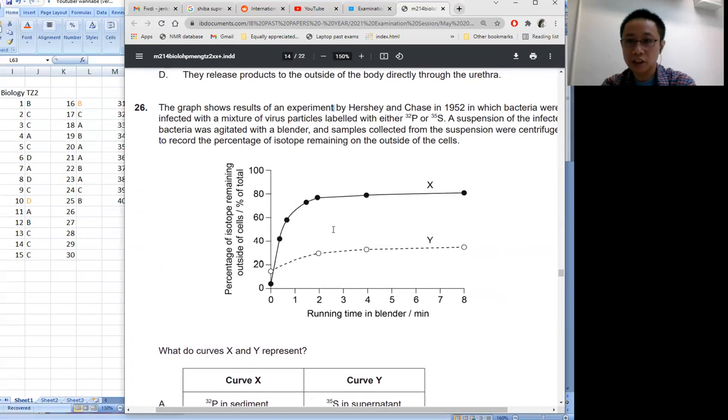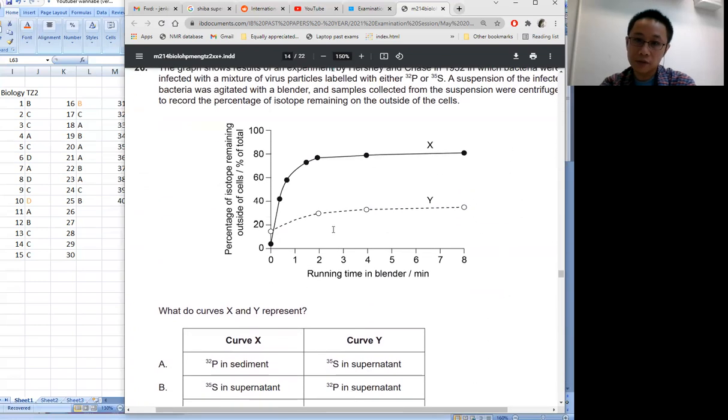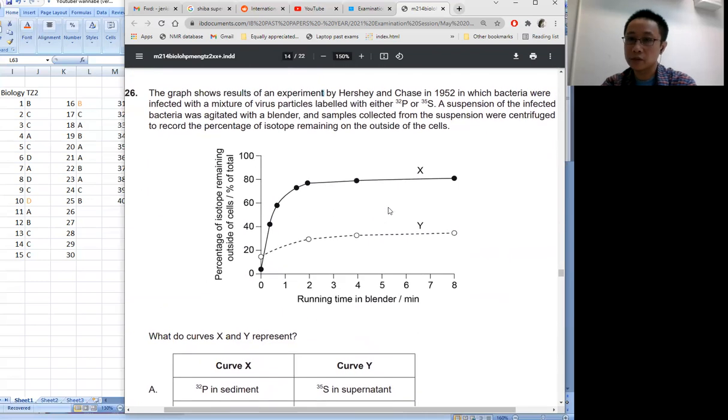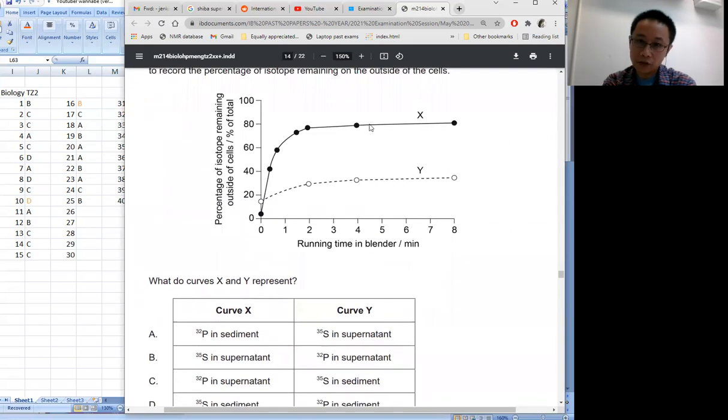26, okay, Hershey and Chase experiment. Percentage of isotope remaining outside the cell. So that was the experiment that shows that genetic material is DNA, which is phosphorus rich. A lot of the genetic material is injected into the interior of a whole bunch of bacteria that were invaded by some bacteriophage virus. And the bacterial material is shown inside the pellet, or like the sediment. So, the percent of isotope remaining.